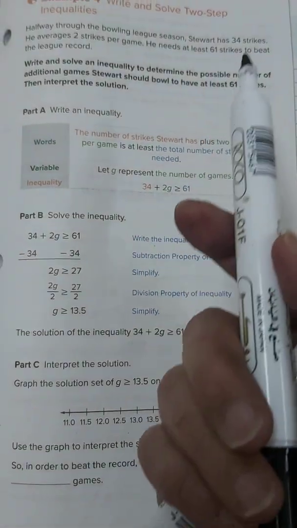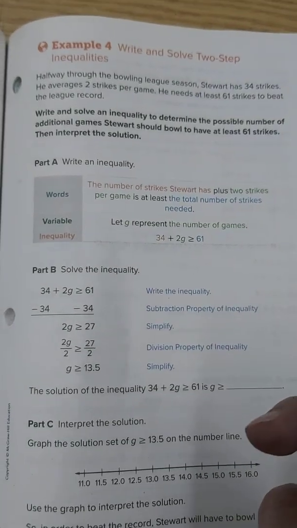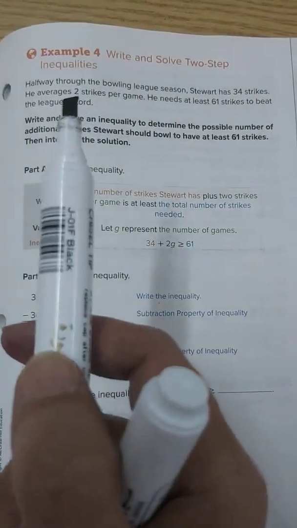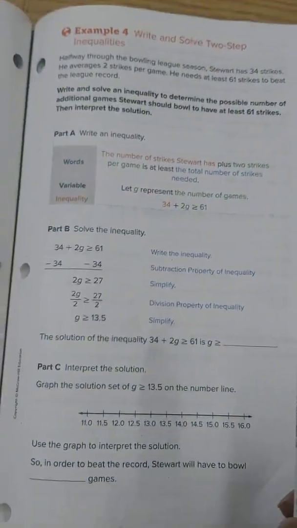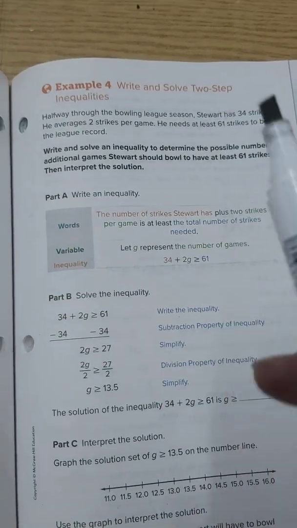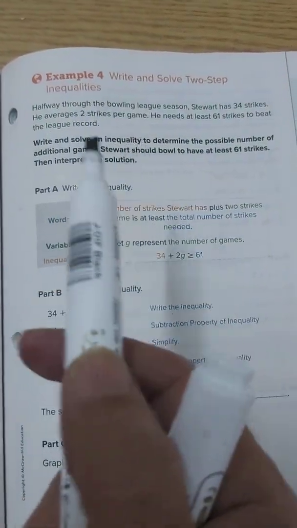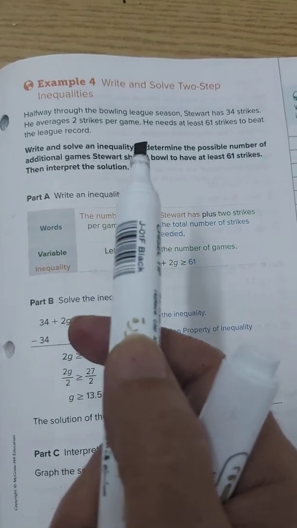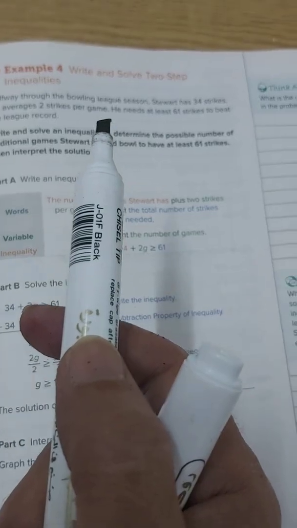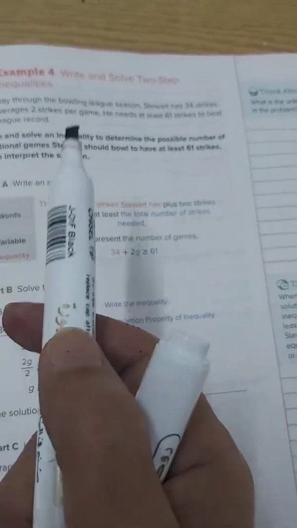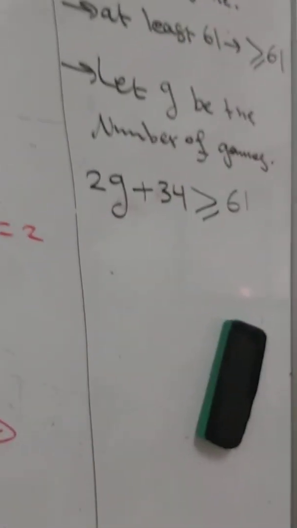So he already did 34 strikes. In the next games, his average is expected to be 2 strikes per game. And he already did 34 and needs at least 61. With this information, we can build our inequality, but what does the question want? Write and solve an inequality to determine the possible number of additional games. So we need to know the number of games.